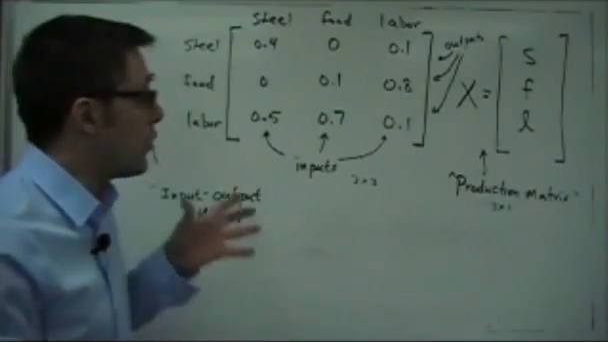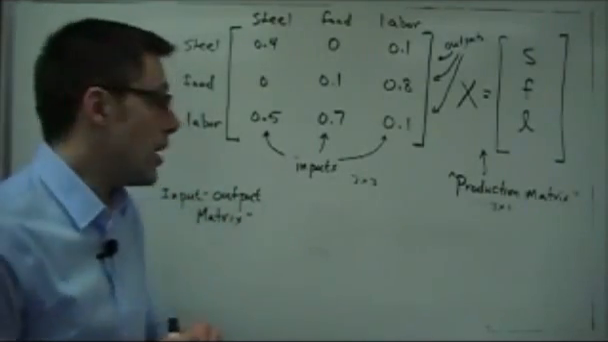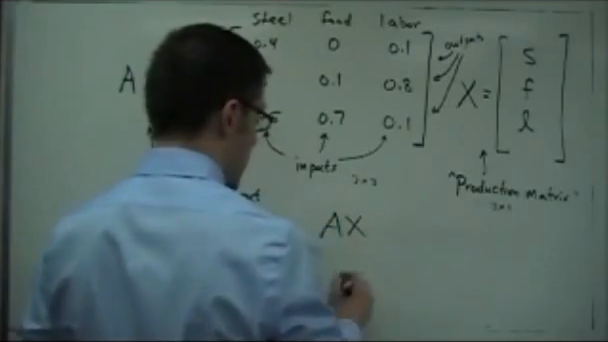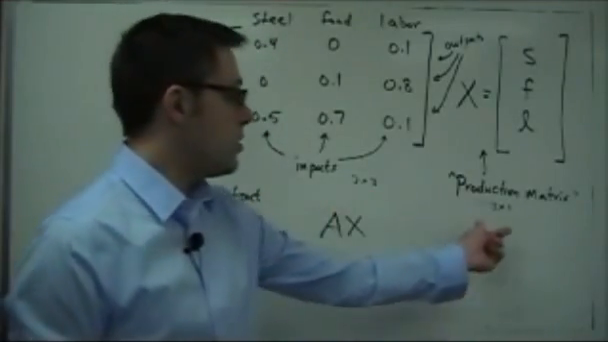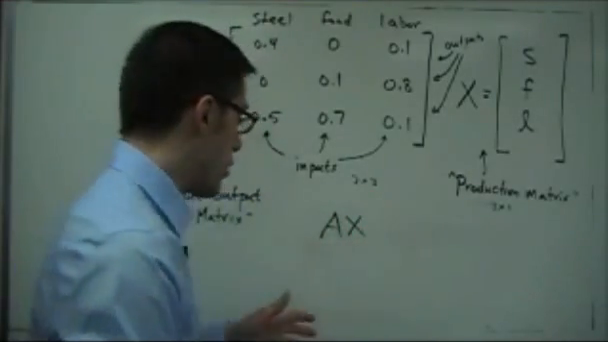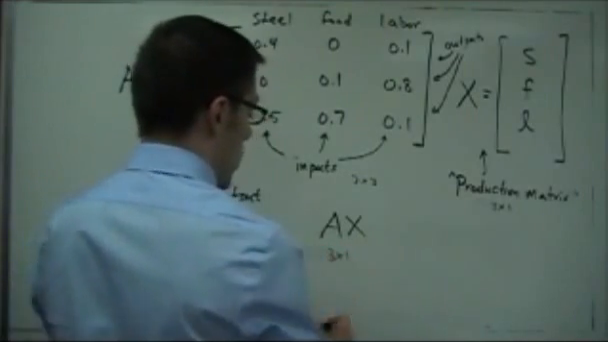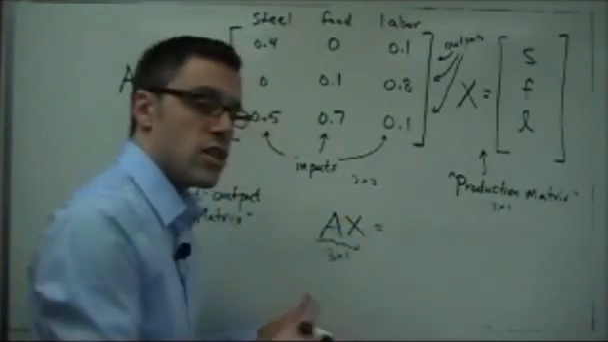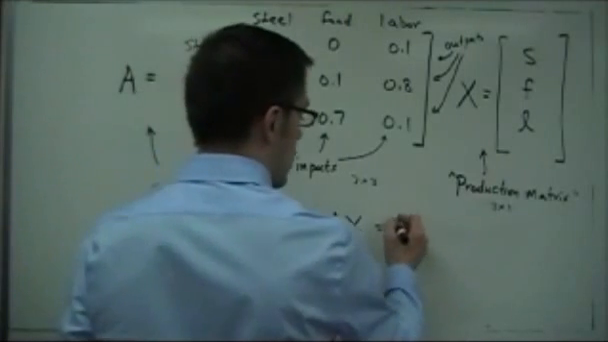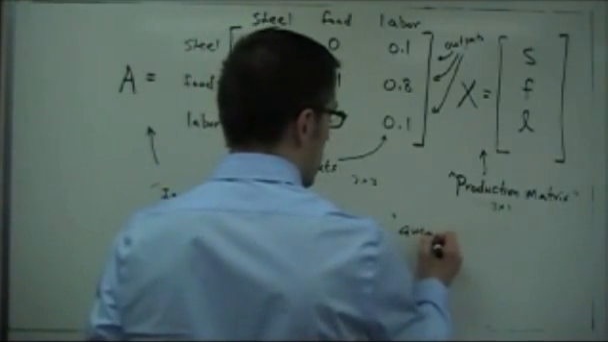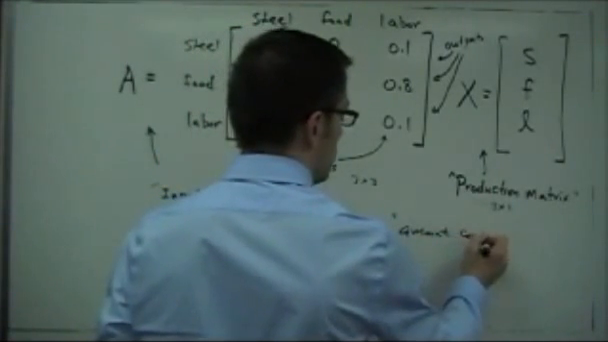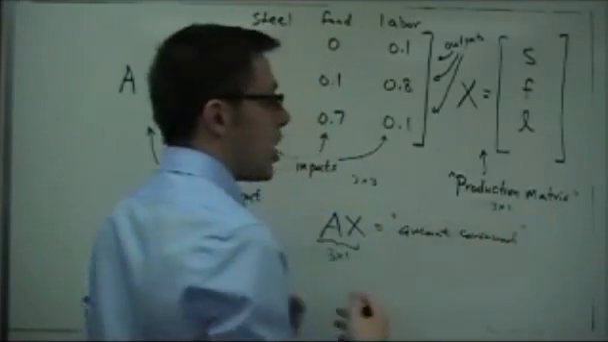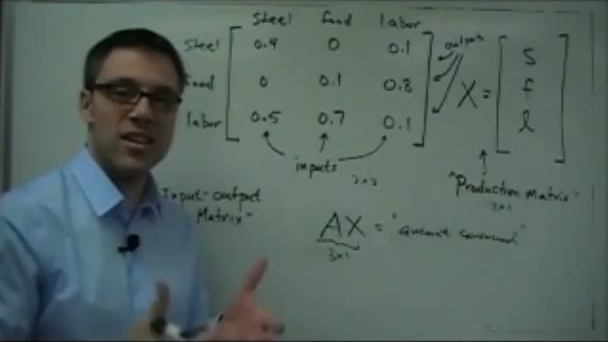It turns out that we can multiply these together, and we now know how to multiply matrices together. So if I multiply A by X, this is a 3x3, this is a 3x1. When I multiply them together, I get a corresponding 3x1 matrix, which is going to be a column matrix. This has a special meaning. This actually is going to be the amount consumed. In some sense, it's the amount that the economy consumes by itself.